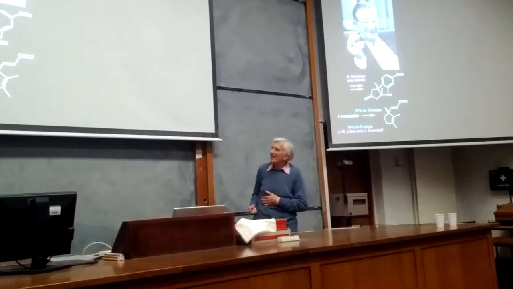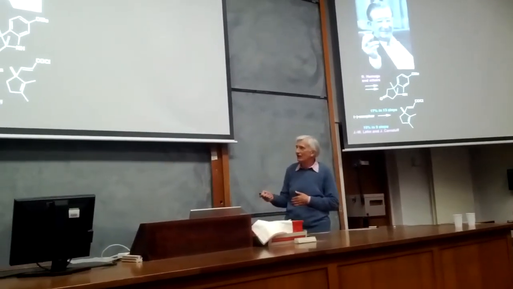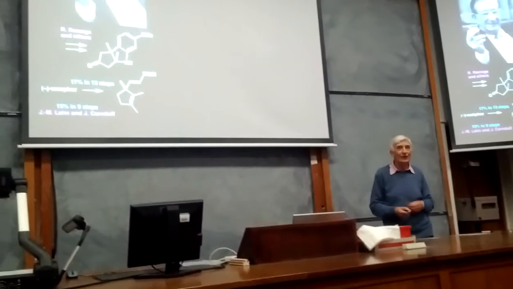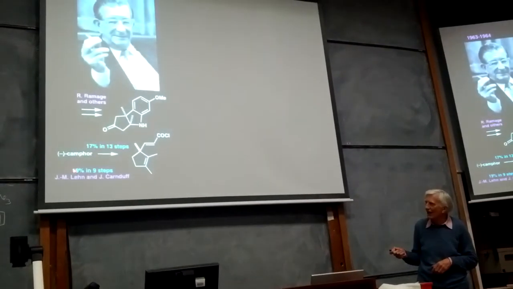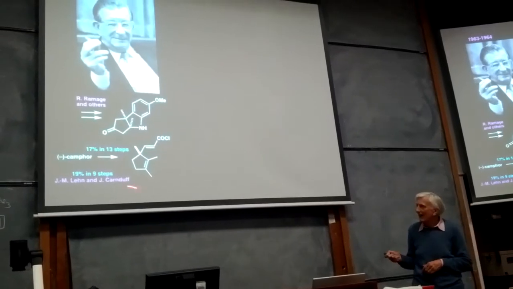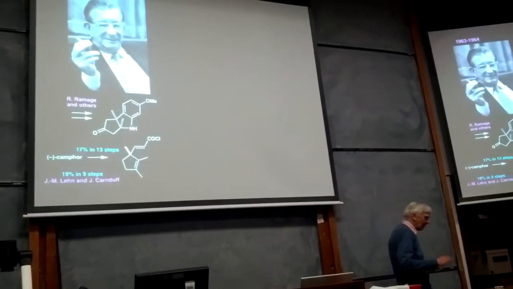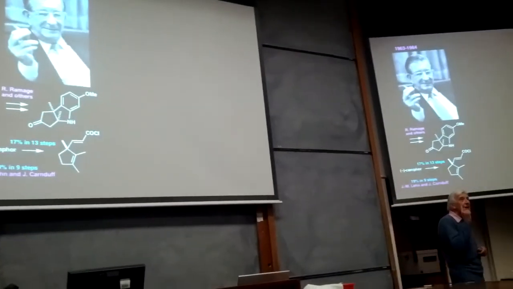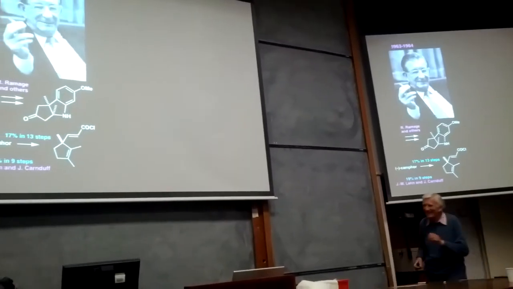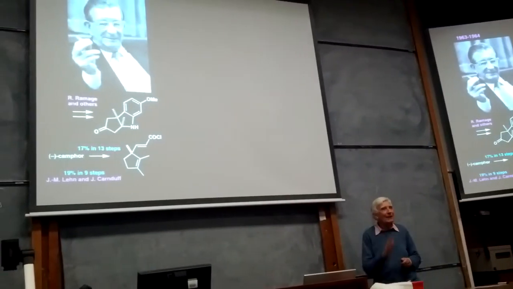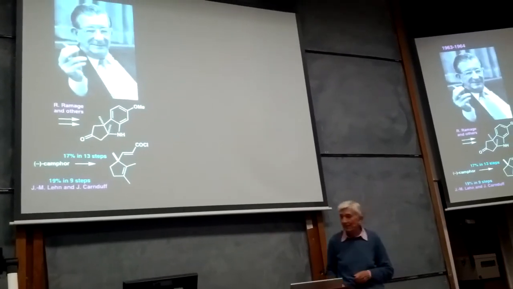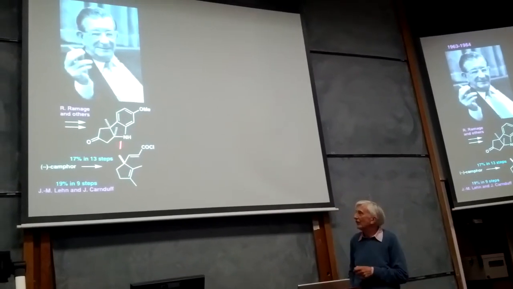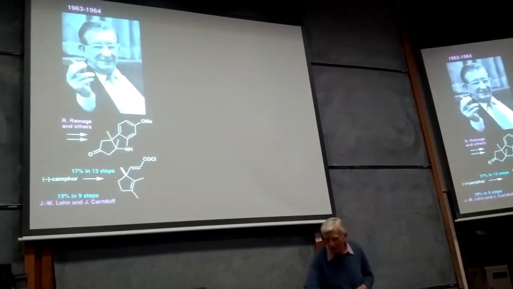And it was beaten later by the other two people who were working on the same project, one of whom, Jean-Marie Lehn, who's of course an enormously distinguished chemist, and he beat me. I mean, he got 19% in fewer steps, and John Carter's collaboration as well, they were working together. But I got there first. And with plenty of material. I had a couple of hundred grams of this. And so I was able to join this onto there and be the first person to do that.